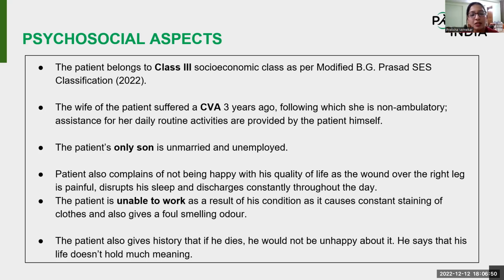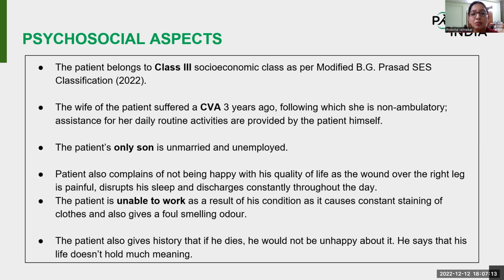The wife of the patient suffered a cerebrovascular accident 3 years ago. She is currently having left hemiparesis, following which she is non-ambulatory. So assistance for her daily routine activities is provided by the patient himself. The patient's only son is unmarried and unemployed. There are only 3 members in the family currently.